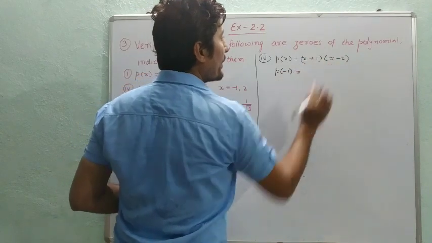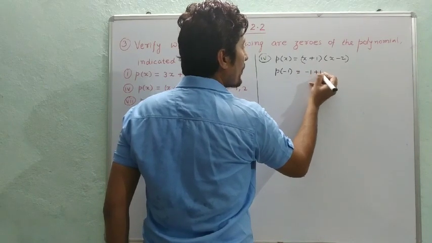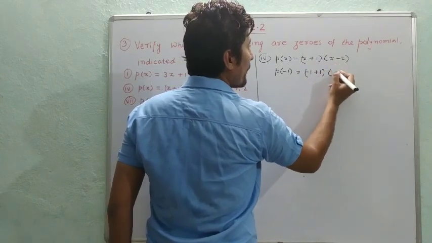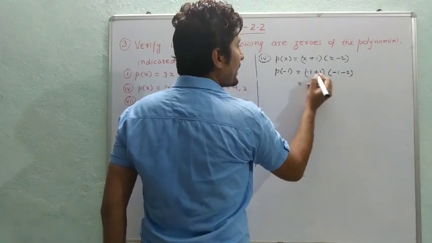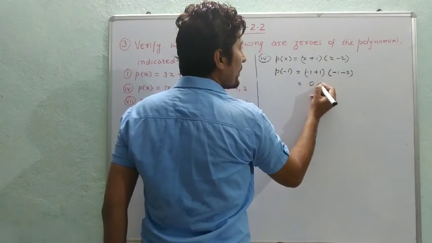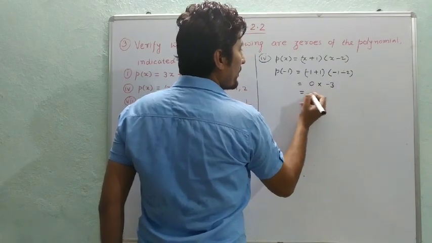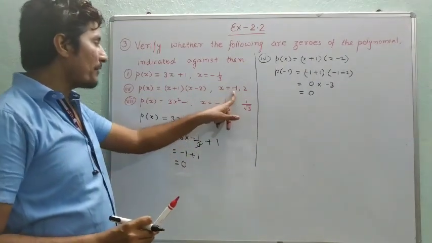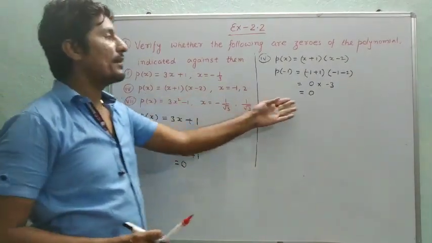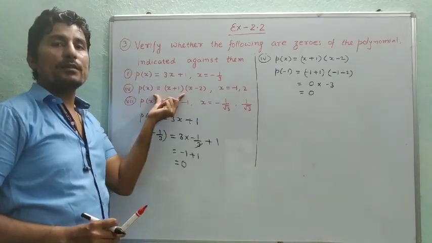On the place of x, we have to place minus 1. Here we are placing minus 1, plus 1 will be as it is. On the place of x, again we are placing minus 1, and minus 2 will be there. Minus 1 plus 1 equals 0, multiplied by minus 1 minus 2 equals minus 3, and both will be equal to 0. After placing the first value, we are getting 0 as a result. That's why we can say that minus 1 is the zero of this polynomial.